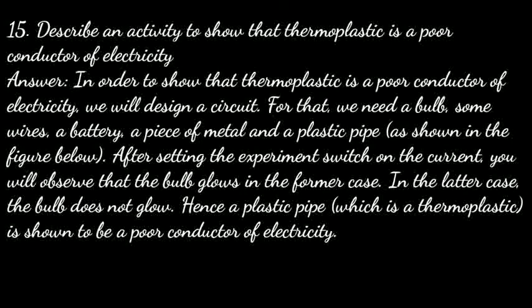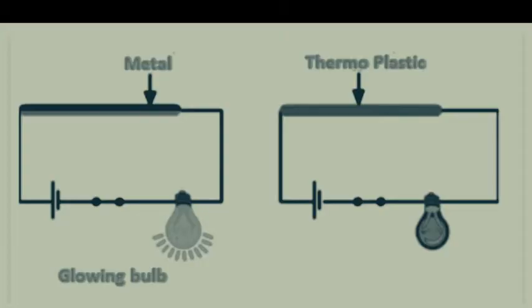You will observe that the bulb glows in the former case, the case wherein we have metal forming the circuit, whereas in the circuit in which thermoplastic is put, there will be no electricity passing because thermoplastic is a poor conductor of electricity, as we would see in this figure that is going to come. Now here we see the circuit being completed using a metallic strip. In this case the bulb glows, whereas when the circuit is completed using thermoplastic, the circuit is not completed, hence the bulb will not glow, as thermoplastic is a bad conductor or poor conductor of electricity.